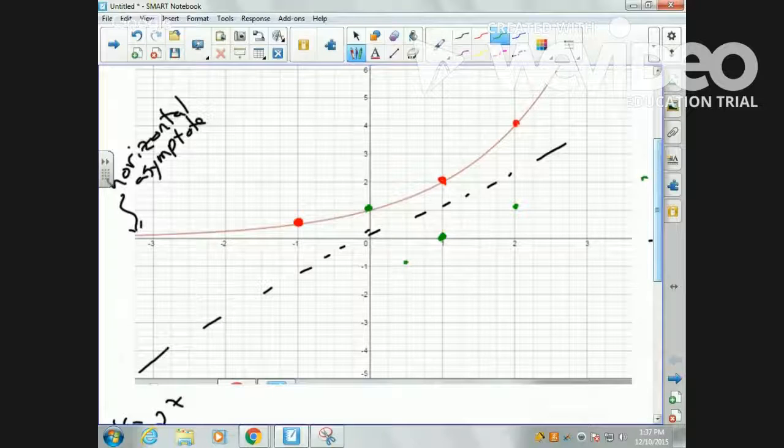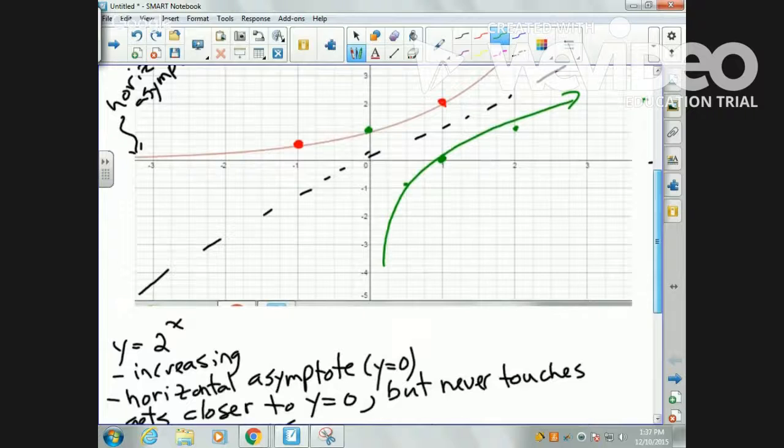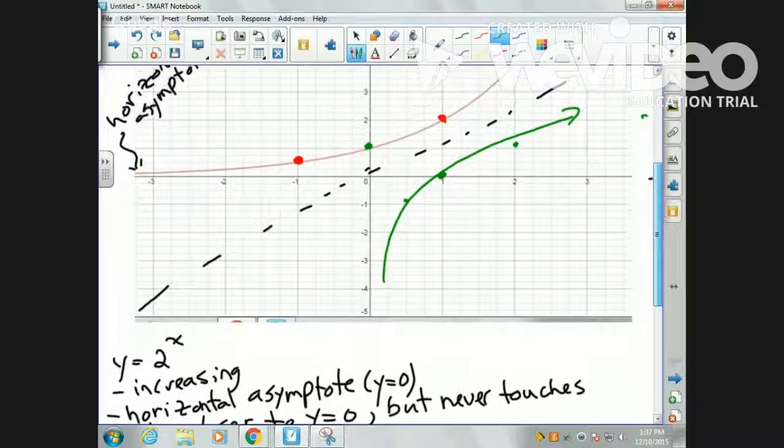It looks something like this. I kind of missed some of the points there, but I think you get the idea. Try that one more time. It's not too much better, but at least it's going through a couple of the points. So that's the graph of the inverse function. We haven't talked about what that notation looks like yet, but we'll make sure that we do that at some point.